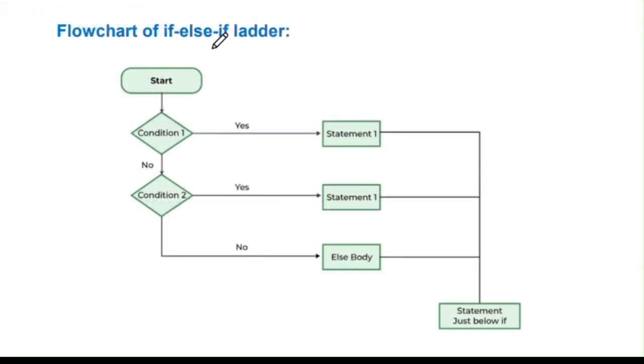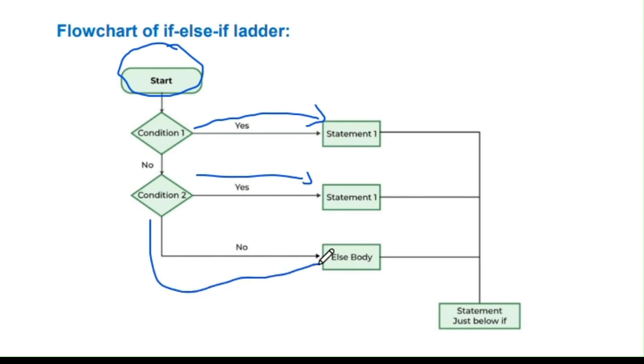Now the flowchart of else if ladder. We start the program. The first condition. If the first condition is true, it prints the first statement. If the first condition is not true, it goes to the second condition. If the second condition is true, it prints the second statement. If the second condition is not true, it goes to the else body and prints the statement under the else body. This is how the if else if ladder works.